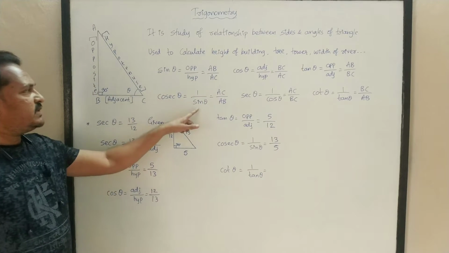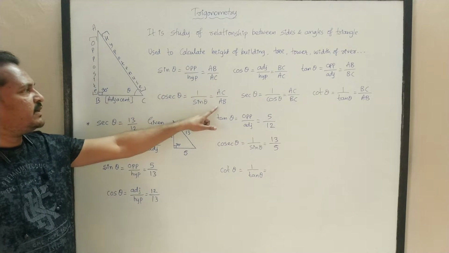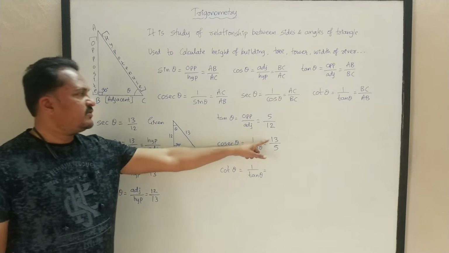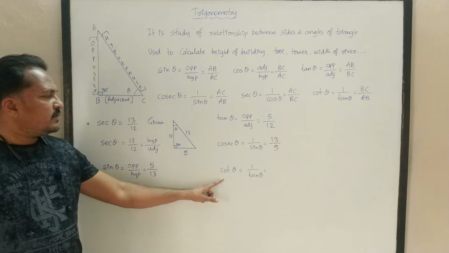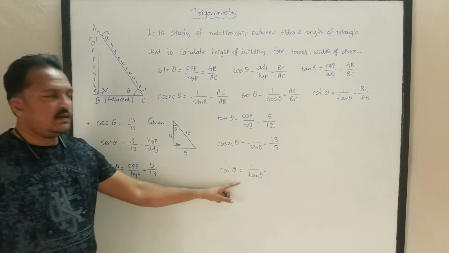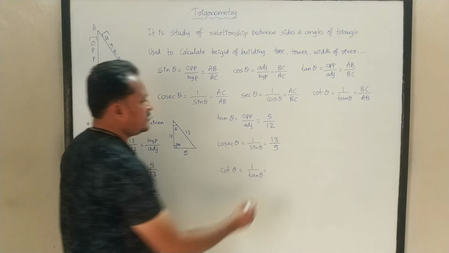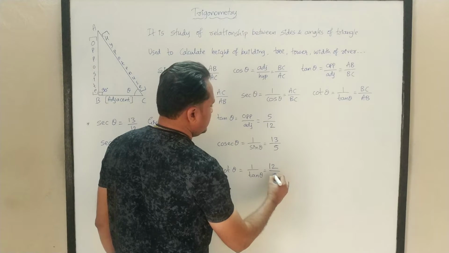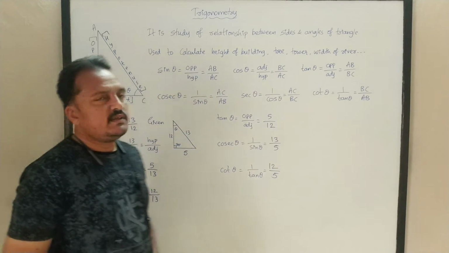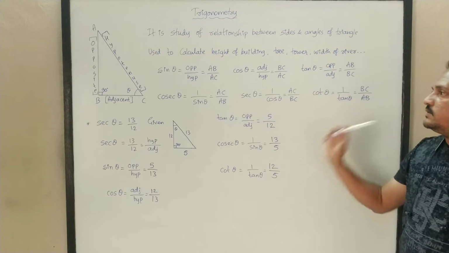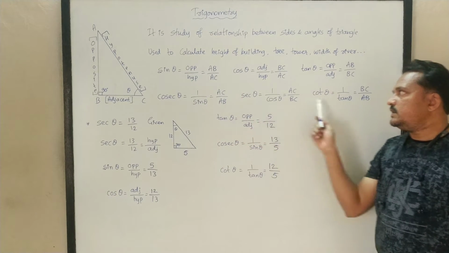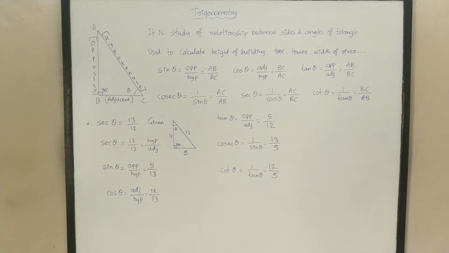See here, cosecant of theta is nothing but hypotenuse divided by opposite. So hypotenuse is 13, opposite side is 5. Then cotangent, or cot of theta, is the reciprocal of tan. Reverse it here, it is 12 divided by 5. So like this we are going to solve using sine, cos, tan and cosec, secant, cotangent.